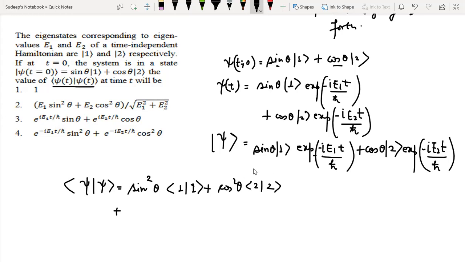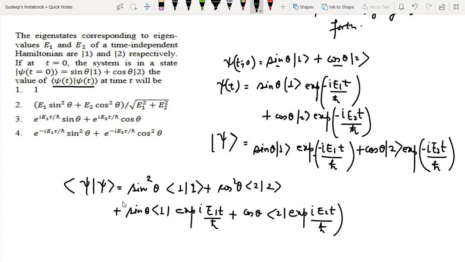So the interference term, I'm just writing it here once: sine theta, this, and then exponential iota E1 t upon h bar ket, plus cos theta bra 2 exponential iota E2 t upon h bar ket, times this entire thing, sine theta. Basically these two terms I have already written, so I'm not going to write them again.